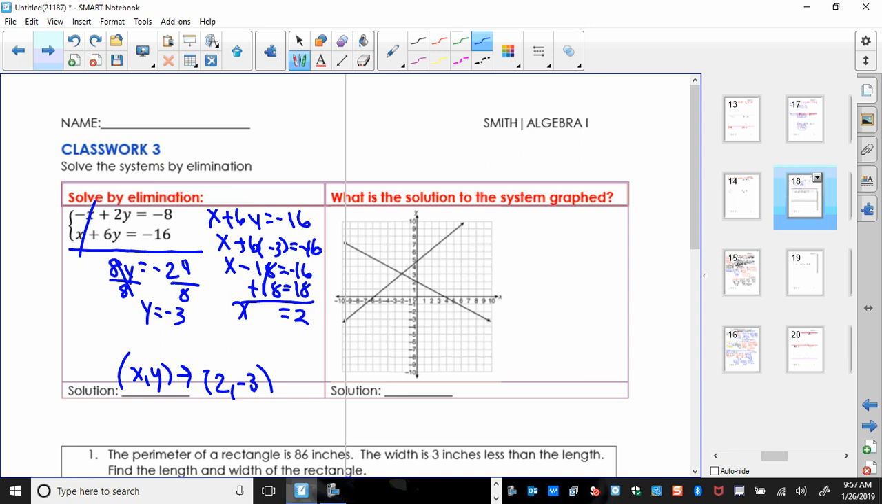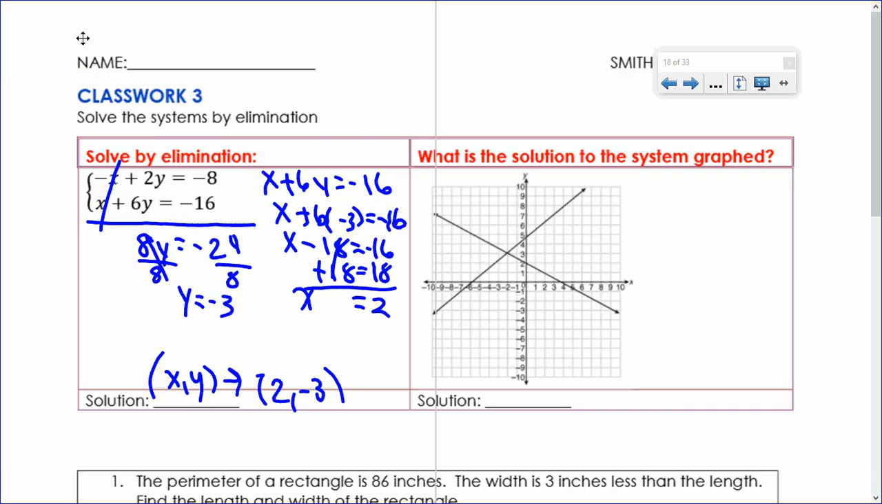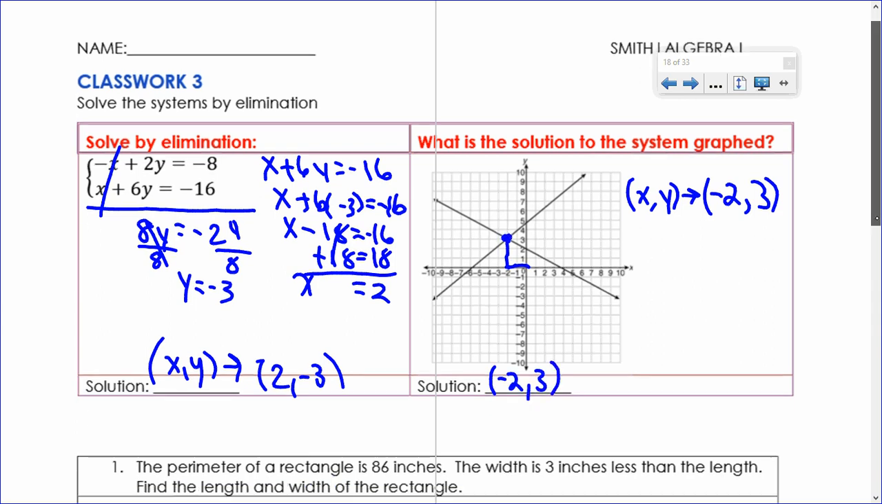Next, we'll do a review here. What is the solution to the system that is graphed? So we're just going to put a big dot here and get our X. For our X comma Y here, we're mapping onto, let's go find X. 1, negative 2. So X is negative 2. And then up, 1, 2, 3. Y is 3. So negative 2 comma positive 3.